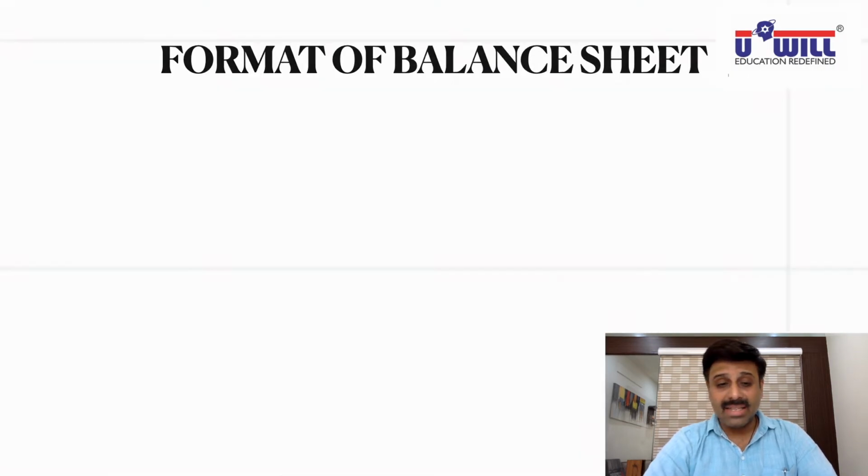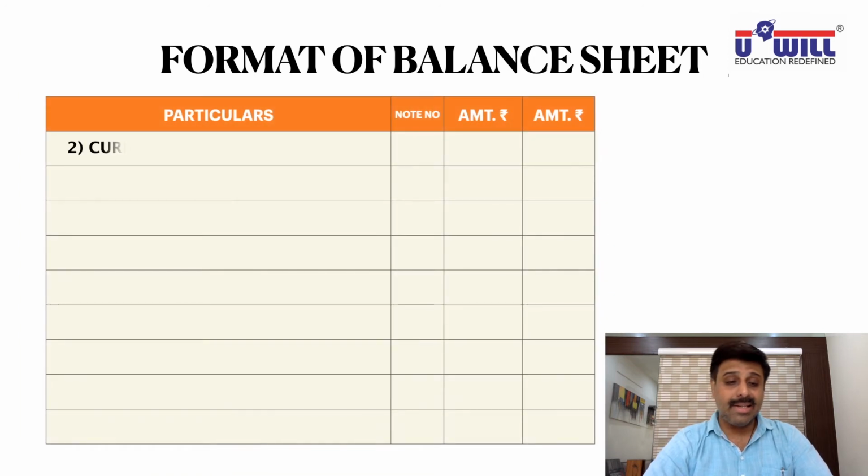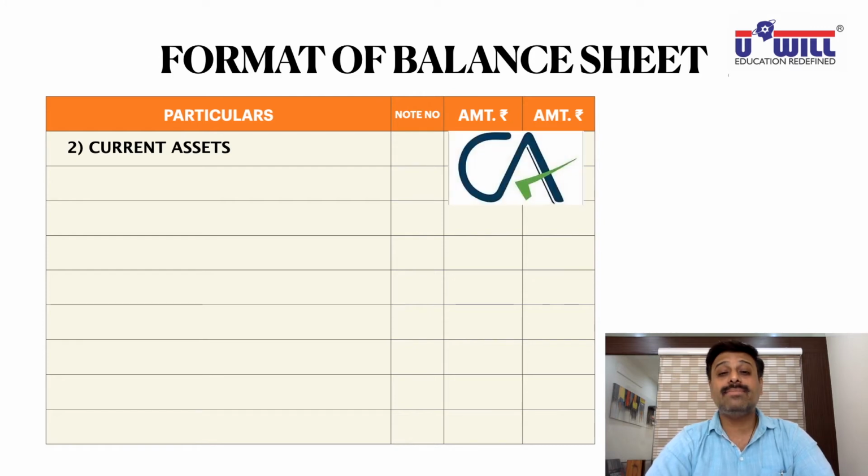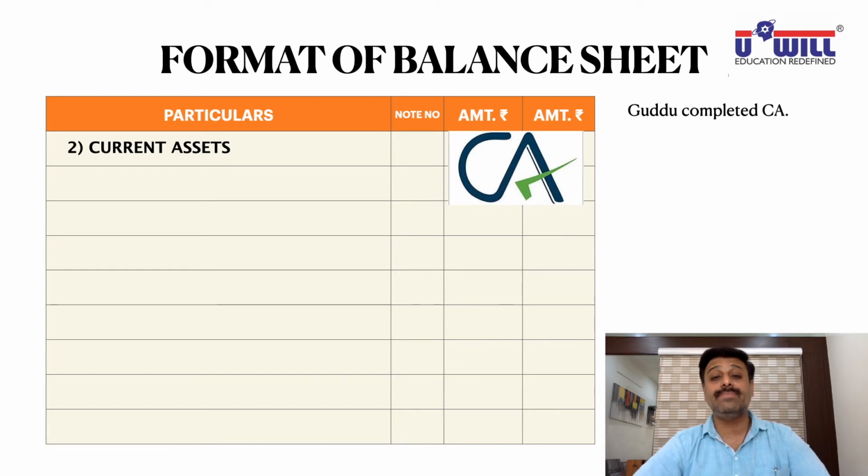Now, last part in the format of balance sheet will be current assets. Listen carefully now, current assets. Guddu became CA. He did toss, he did select CA and he became CA. CA stands for current assets, so that is the heading. He became CA. He completed CA.